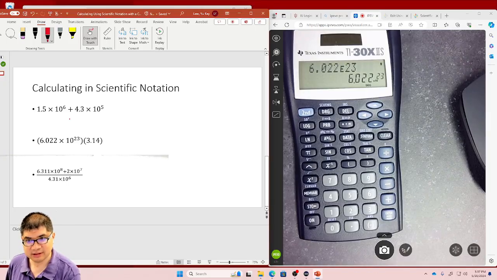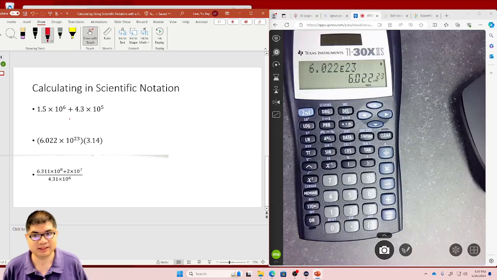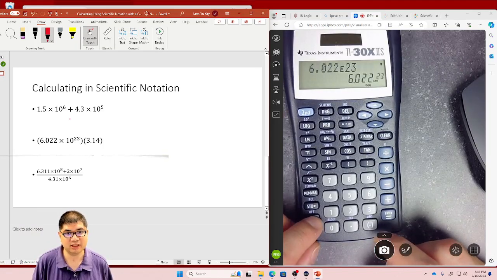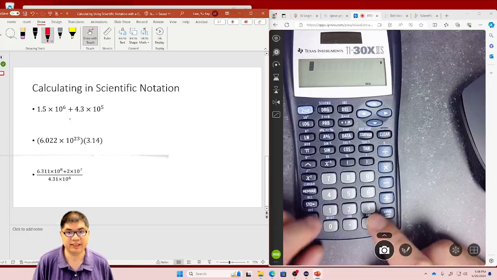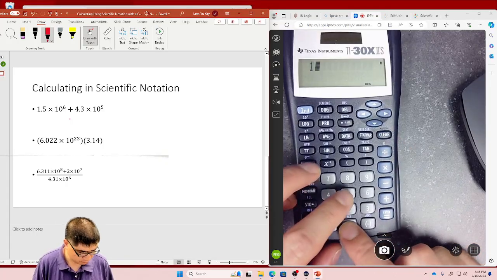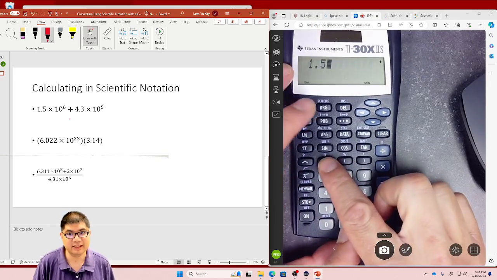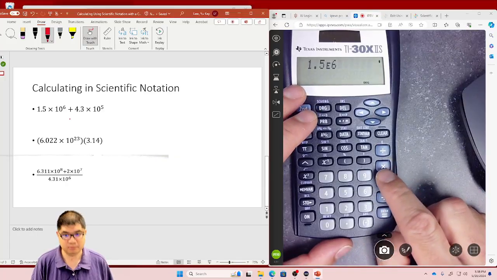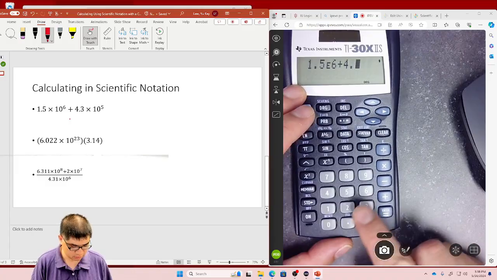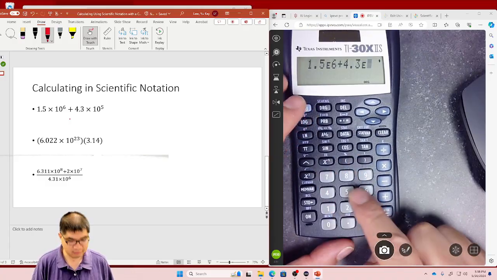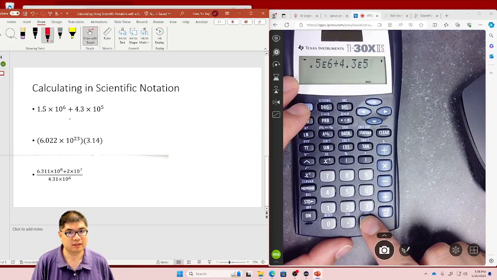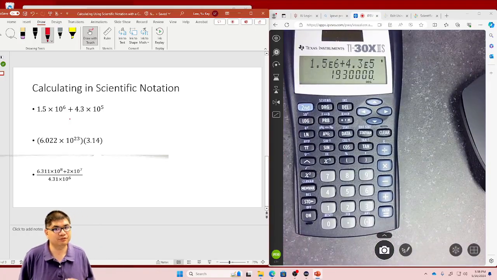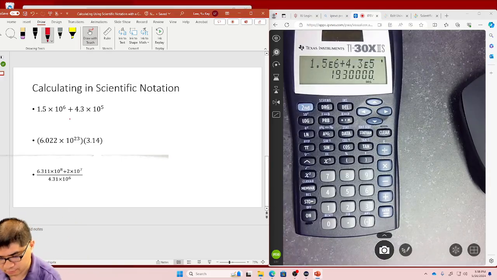1.5 times 10 to the 6 plus 4.3 times 10 to the 5. So what I want to do over here, I'm going to clear this out. Press the clear button over here, and then I would do 1.5 second E, so I get an E here, 6, and then I'm going to add, right, plus 4.3, again, E, 5. I press the enter equal sign over here, I get 1930000.